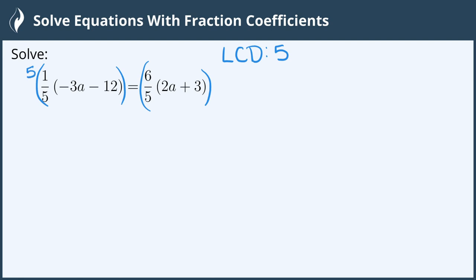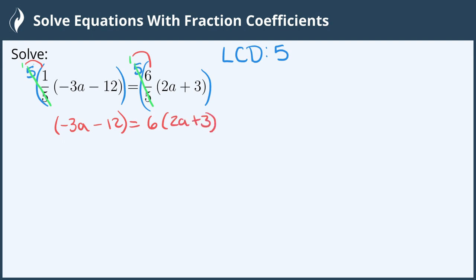5 times the left side and 5 times the right side. We can simplify before we multiply. 5 divided by 5 is 1, and 5 divided by 5 is 1, and now we don't have any more fractions. On the left side we have 1 times 1, which is 1, and 1 times the quantity of negative 3a minus 12 is just the quantity negative 3a minus 12. On the right side we have 1 times 6, which is 6, times the quantity of 2a plus 3.